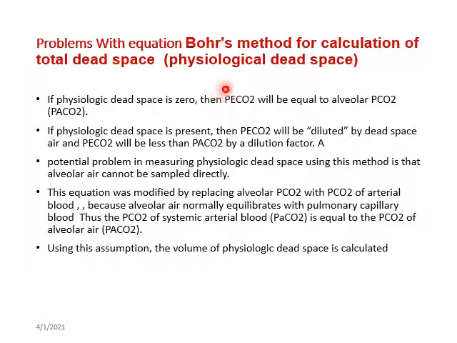If we don't have physiological dead space, then our measurement will be accurate, and the partial pressure of CO2 in the expired air will be equal to or reflect the alveolar CO2. However, if we have physiological dead space, there will be a decline in the partial pressure of CO2, both in the alveoli as well as in the expired air. So there are also difficulties in measuring the physiological dead space through this method, and that's why the equation has been modified and the alveolar CO2 has been replaced by the arterial CO2.